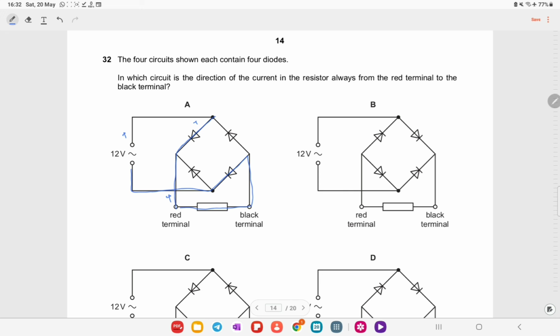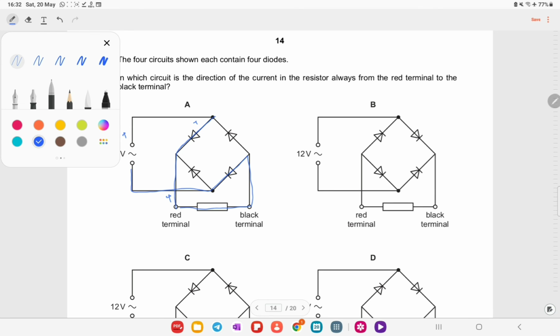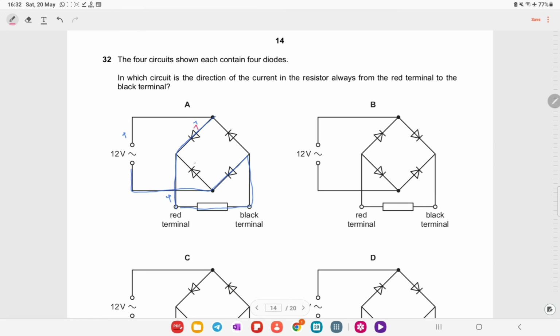In which circuit is the direction of current in the resistor always from the red terminal to the black terminal? So this is one way. Now we are doing it for the other. Basically I was checking for positive. This diode can block that, so it cannot travel from this place. So it has traveled from this side to this side, then it traveled here, and then it goes like this.